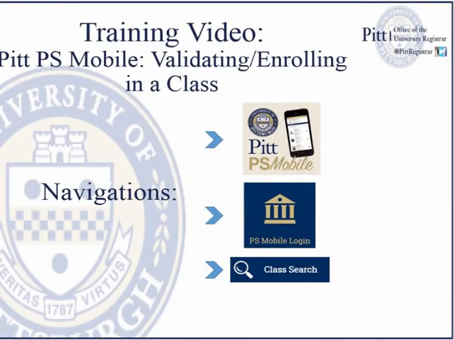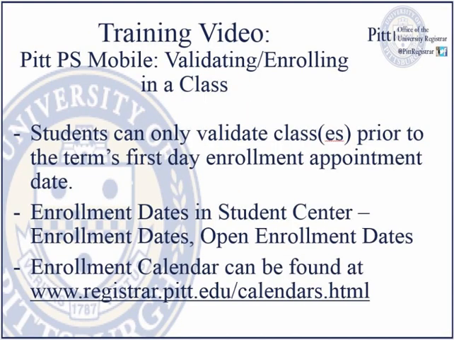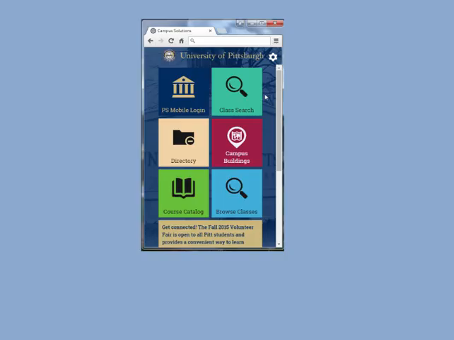Navigation to the class search page is Pitt PS Mobile app, PS Mobile login, and class search. An important concept to keep in mind for validating enrolling in a class is that students can only validate classes prior to the term's first day enrollment appointment date. This date can be found in the Open Enrollment Dates section in the Student Center or on the enrollment calendar, which can be found at www.registrar.pitt.edu/calendars.html.